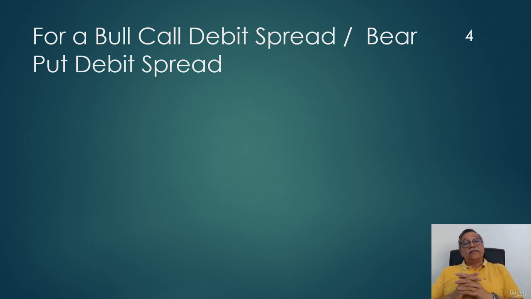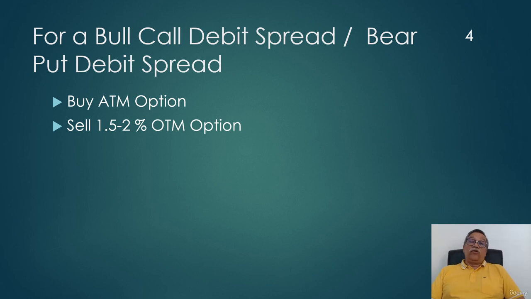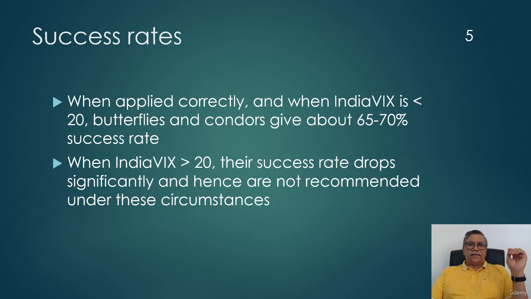For a bull call debit spread or a bear put debit spread, what do we do? Bull call debit spread, we buy at the money call option and sell 1.5 to 2% out of the money call option for a weekly expiry. For put, we buy at the money put option and we sell 1.5 to 2% OTM put option for same expiry. So strike prices are different, expiries are same.